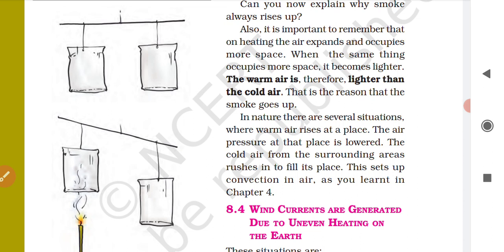Smoke is produced by what? Smoke is produced by the burning of a substance. Therefore, smoke is always accompanied by hot air or warm air. Since warm air is lighter than the cold air, smoke contained in warm air always rises up. Understood?